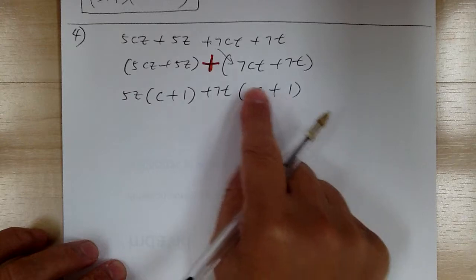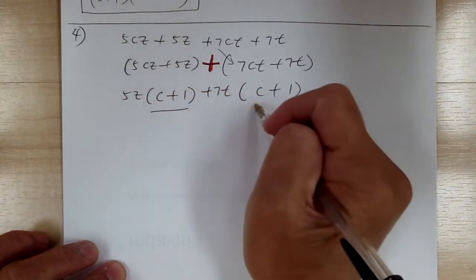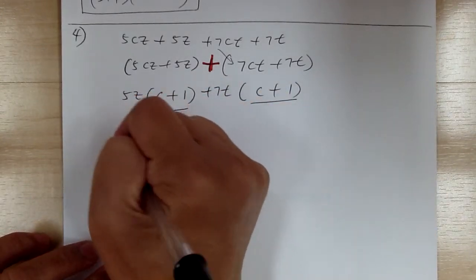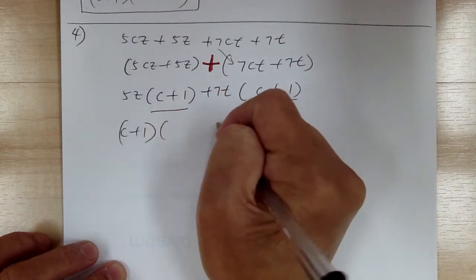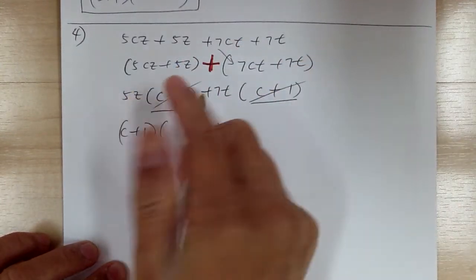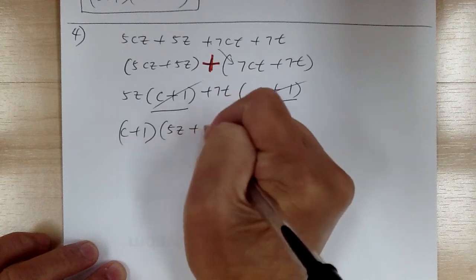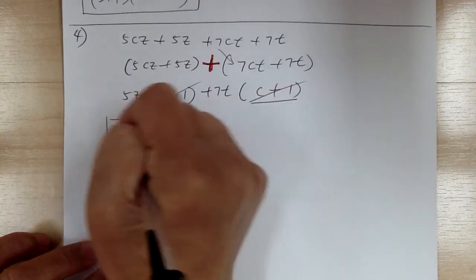Okay, so now you bring the two halves together. So you got c plus 1 you can factor out. So again, when you factor out, this is gone. So now you get 5z plus 7t.